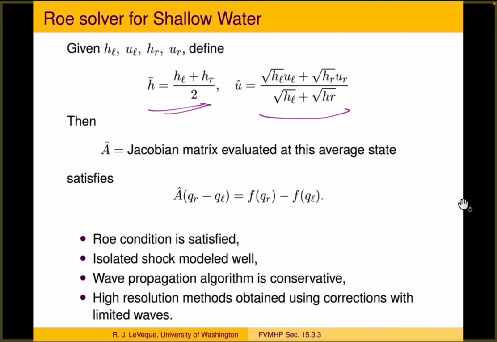And then to define A hat based on these two states, we simply evaluate the Jacobian matrix at this h bar and u hat values. So it's the true Jacobian evaluated at a particular average state, but it's a very special sort of average. In the book, I go through why this particular averaging works for the shallow water equations, and there's something very similar for the Euler equations. Instead of weighting u by the square root of h, you weight u by the square root of the density rho in that case.